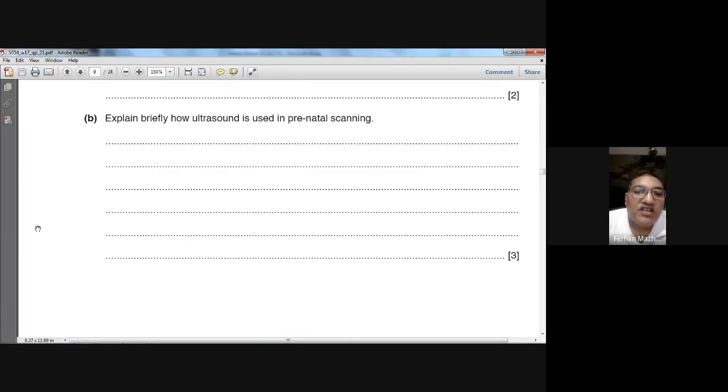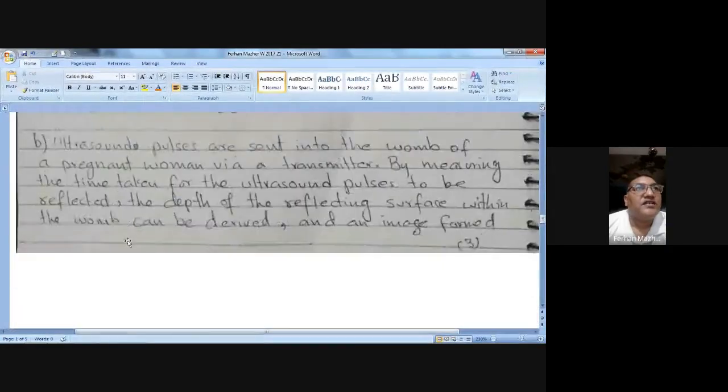It's a 3-mark question. You must have heard that ultrasound is used in prenatal scanning. Let me read this answer to you. It's an academic textbook question. Ultrasound pulses are sent into the womb of a pregnant woman via a transmitter. By measuring the time taken for the ultrasound pulses to be reflected, the depth of the reflecting surface within the womb can be derived and an image formed on a screen. It's a 3-mark question. I hope you have understood it.